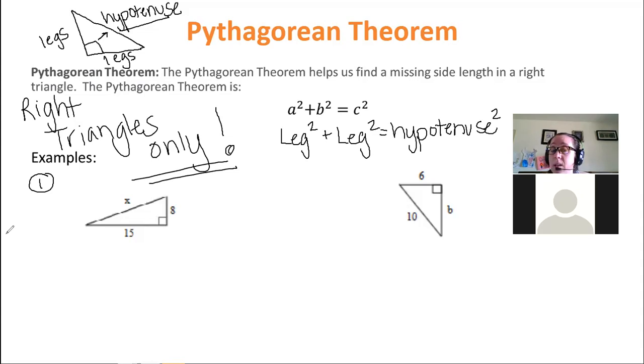We're missing the length. Well, I should say that. So look at that X. That X is missing. And that X is opposite. Yeah, it's the hippo. It sure is. We are missing the hippo because if you go across that 90-degree angle, the X is your hypotenuse.